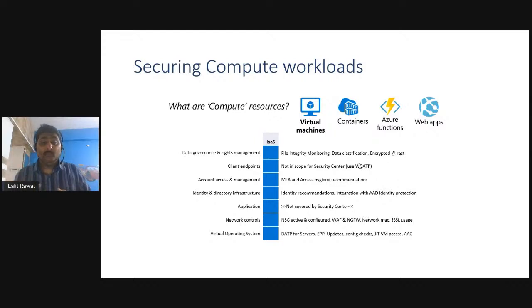What about the client endpoint? You can even integrate your Cloud Defender with third-party tools or your on-premises services. Access and management will have MFA and access hygiene recommendations, identity and directory infrastructure. You can integrate AD, identity protection, right? And all of those things would be there.